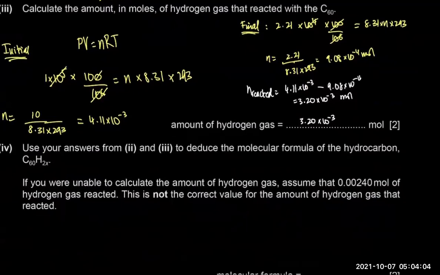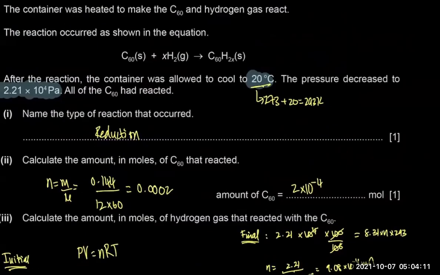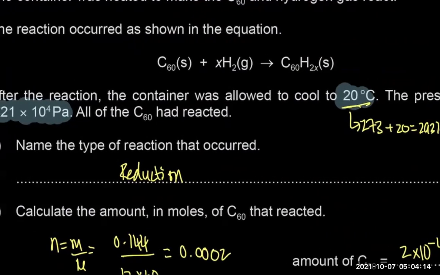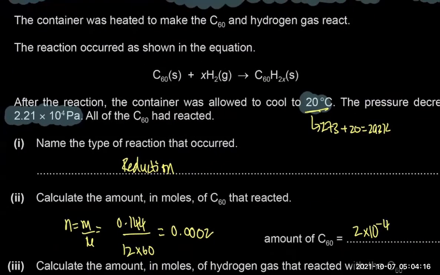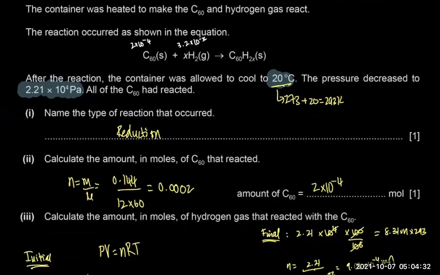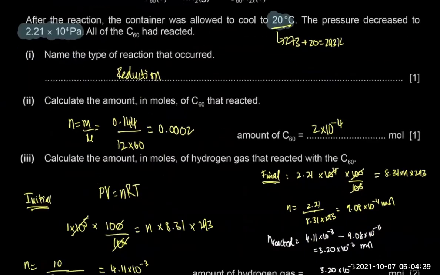Use your answers from part 2 and 3 to deduce the molecular formula of the hydrocarbon. So now we know how many moles of hydrogen gas we have. If you notice, we had 2 times 10 to the power of minus 4 moles of C60 and 3.2 times 10 to the power of minus 3 moles of hydrogen gas. So what's the ratio between the two? How many moles of hydrogen gas were needed?